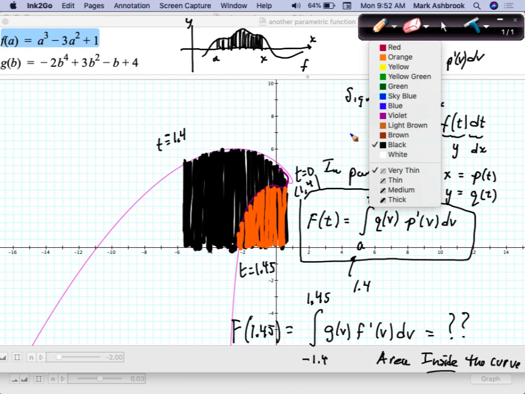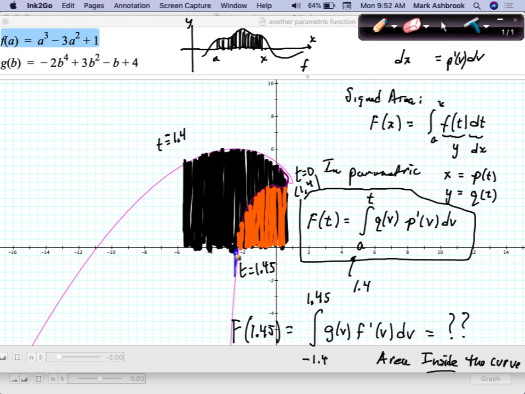Screwy things happen, right? So let's do blue. So if I kept going, this would now be an increase in my signed area function. Because x is decreasing, that gives a negative dx, but y is negative, so negative times a negative is positive. So you have kind of screwy things that happen, and you take it case by case. But I just wanted to give you a feeling of what happens with signed area and parametric functions. Any questions?